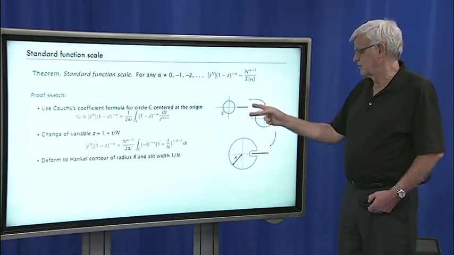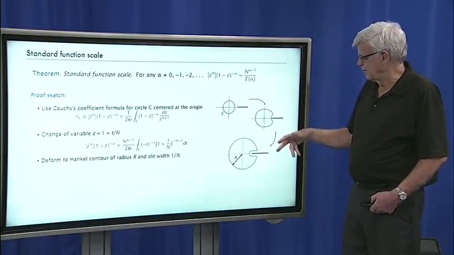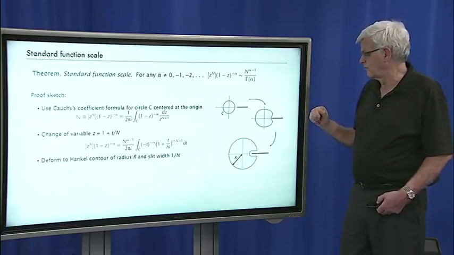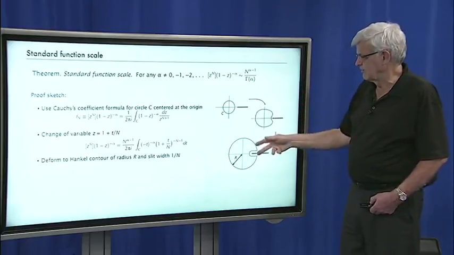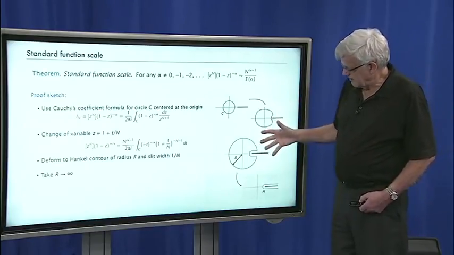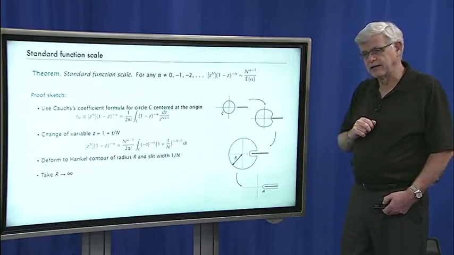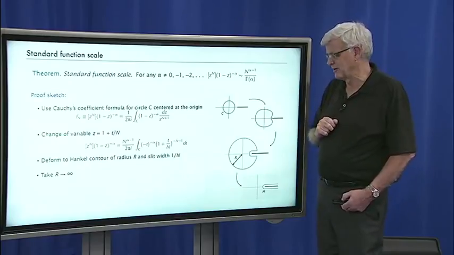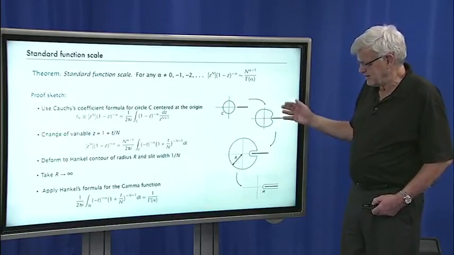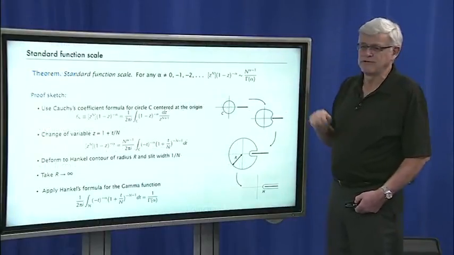And then we take our contour of integration, and through the null integral property, we can deform it any way we want as long as we don't go over a pole. And so we deform it into a Hankel contour. And then take r to infinity, which leaves us with a slit like the one in the Hankel representation of the gamma function. And indeed, this integrand is just like the one in Hankel's formula for the gamma function, and that gives us the gamma of alpha.